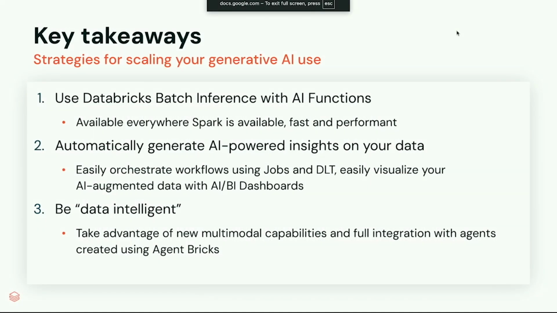So jumping back to the key takeaways from what we have today: Databricks batch inference with AI functions is available everywhere where Spark is available. It's going to be fast and performant and easy to integrate into your existing pipelines. Second is that you can automatically generate AI-powered insights on your data at high scale with batch inference. It integrates directly into the Databricks workflow suites, and you can also visualize them and add them directly into your AI/BI dashboards. And lastly, with our new launches recently, we're able to be data intelligent, which means that all customers can take advantage of the new multimodal capabilities and all the full integration with Agent Bricks.